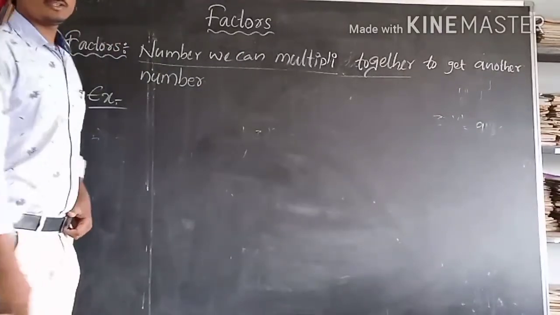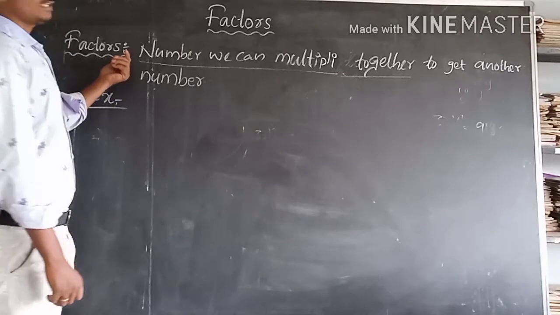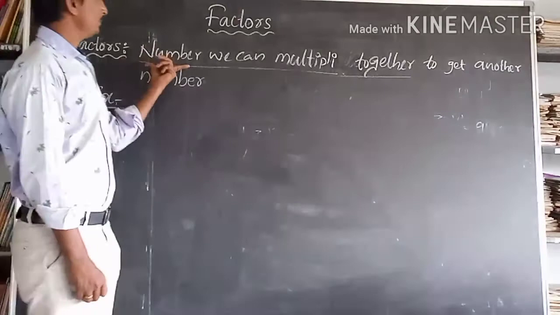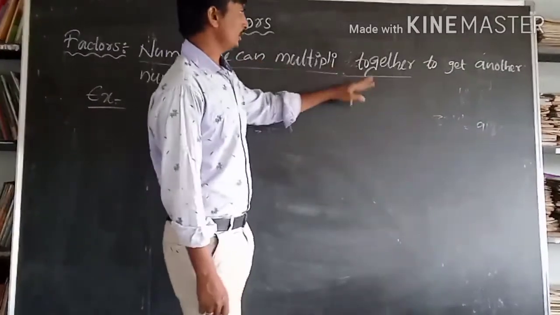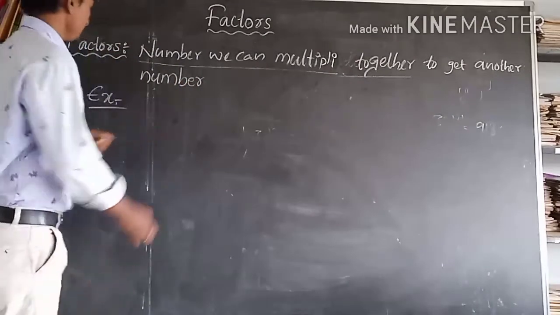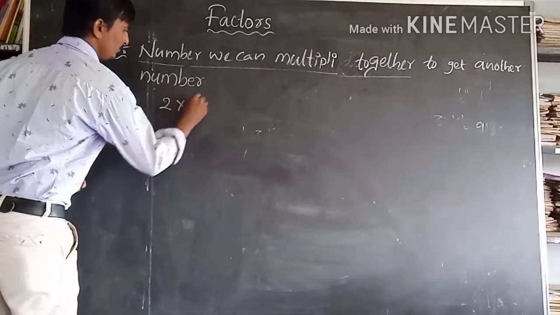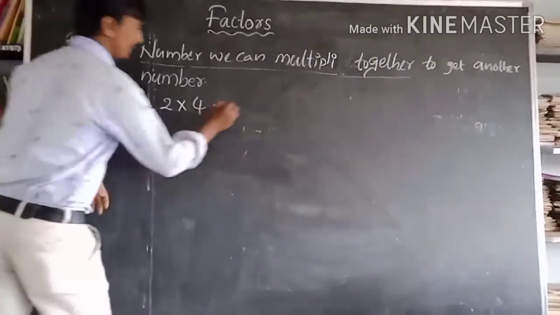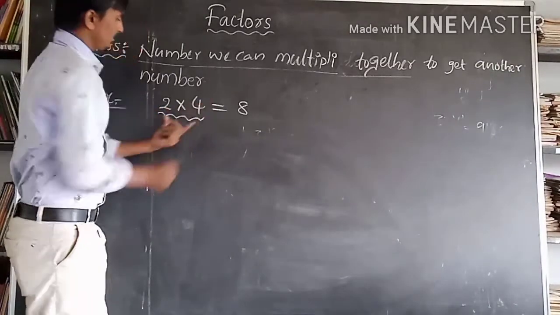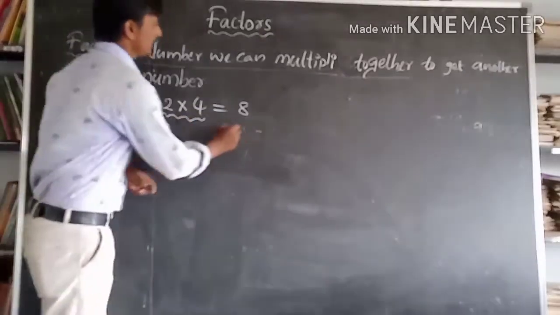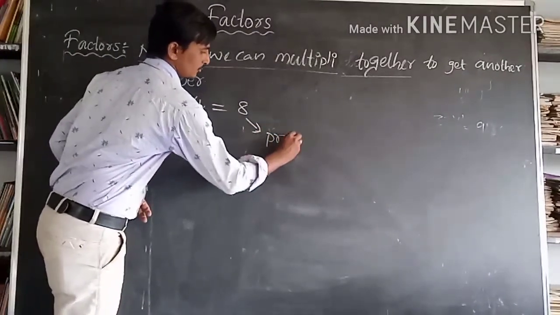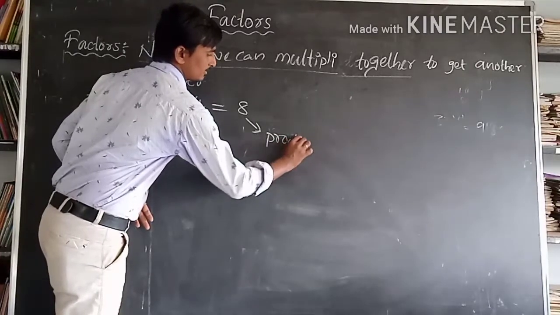So first of all, we'll see the factors. What is a factor? A factor is a number we can multiply together to get another number. For example, 2 multiplied by 4 is equal to 8. So these numbers are multiplied, and when they are multiplied we get another number, 8. This is called the product.